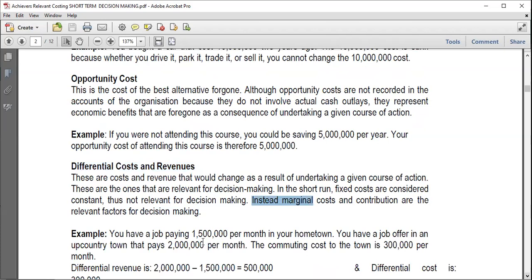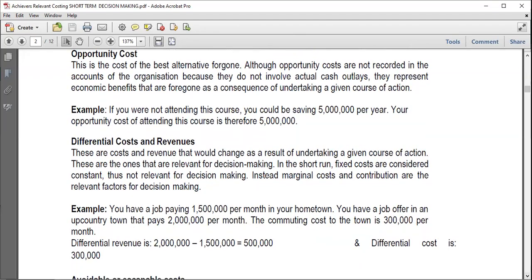There's an example here. You have a job that is paying you 1.5 million per month in your hometown. Then you have a job offer up country that pays you 2 million. You get it? They are giving us the commuting cost to town, which is 300 per month. Of course, for the differential revenue, we're just trying to get the difference between the 2 million that you're going to earn up country less the 1.5 that you've been earning this side. So your differential revenue is the 500. That is the change. You get it? And that is the 500 that you should make a decision on, not the whole 2 million.